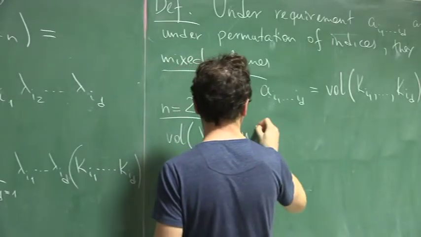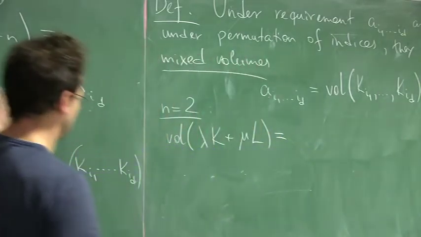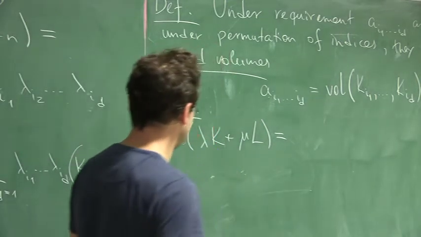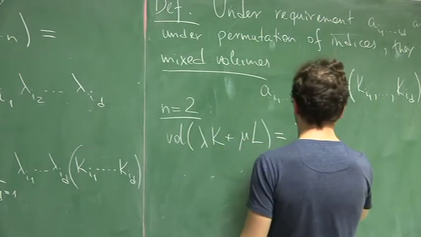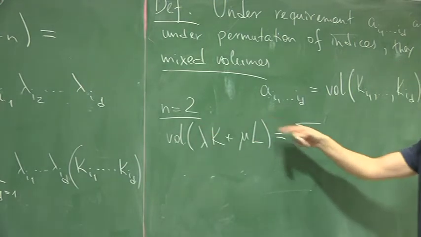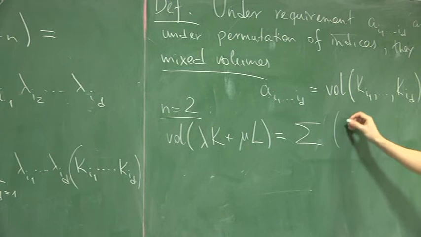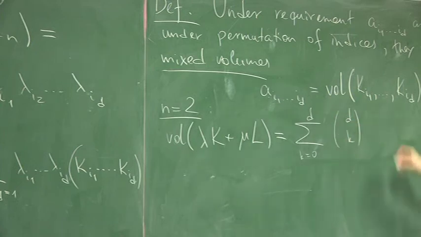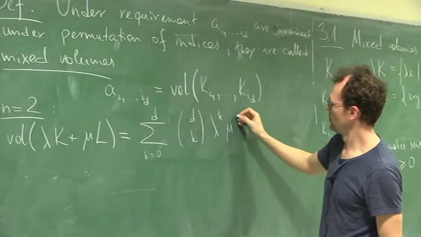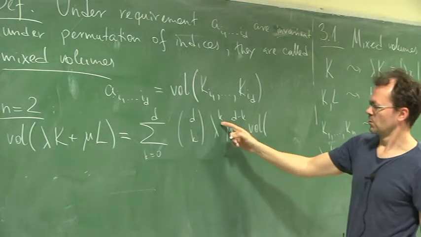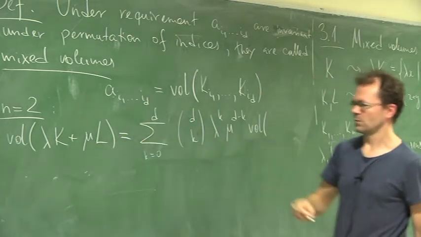So what is a good notation here? Let us take lambda K plus mu L. Then by this theorem, which we have not proved yet, a special case is the following. We take (lambda K plus mu L) to the power d, and everybody knows what it is. This is the sum over k from 0 to d of d choose k, lambda to the power k, mu to the power d minus k, and here we have the mixed volume of k times the body K and d minus k times the body L.